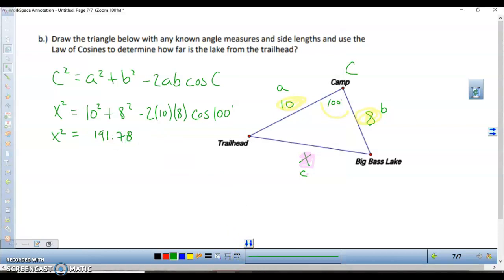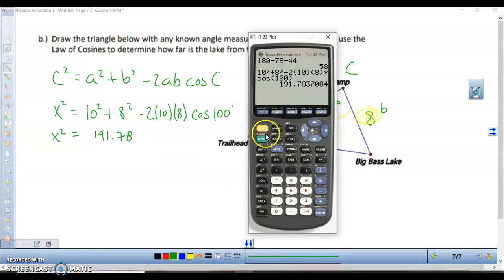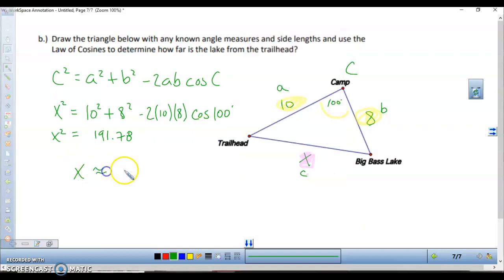And then all I'm going to do is take the square root of that number. So second square root and that previous number, I don't want to round yet, and I get x is around 13.8 miles. So I found this distance.